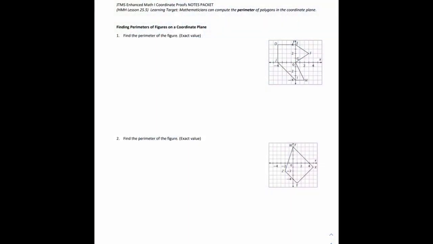Hi, welcome back everyone. We're going to continue with lesson 25.5. We are going to find the perimeter of polygons in the coordinate plane. Our first question is asking us to find the perimeter of the figure in exact value. For these type of questions, please always start with labeling your vertices.